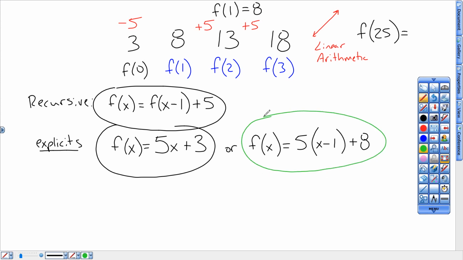Even though using the 0 term or the first term, those equations look completely different, they are the same. They are equivalent. If I was to distribute this and get 5x minus 5 plus that 8, it gives me the same exact equation as that other one. That's why when you plug in to both of these, you always get the same answer because they're equivalent.